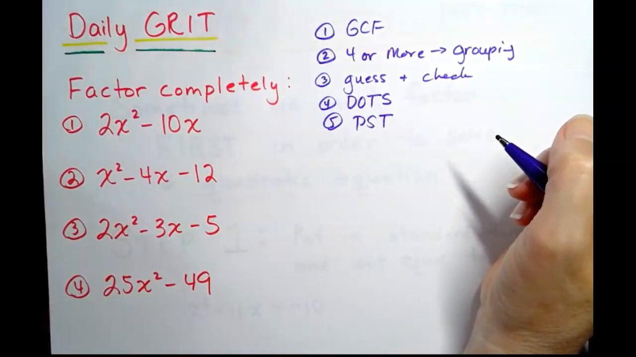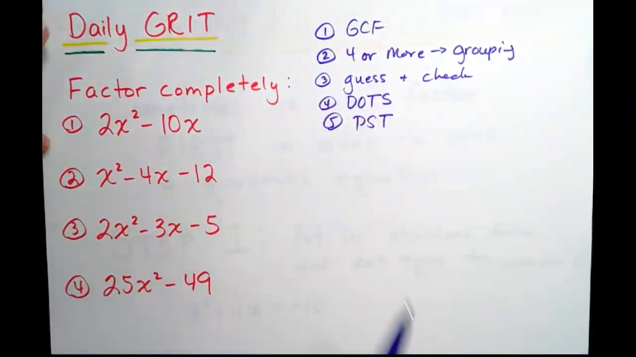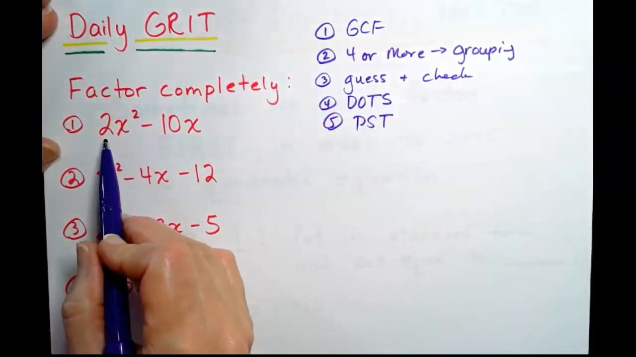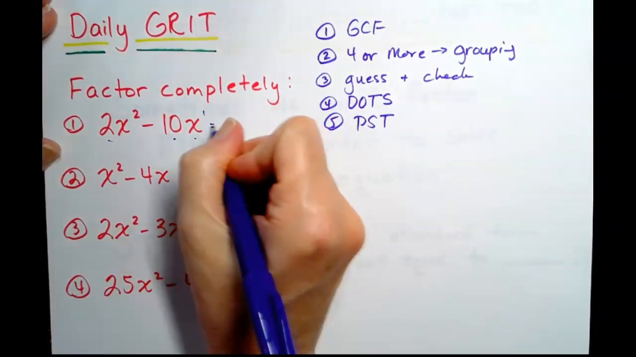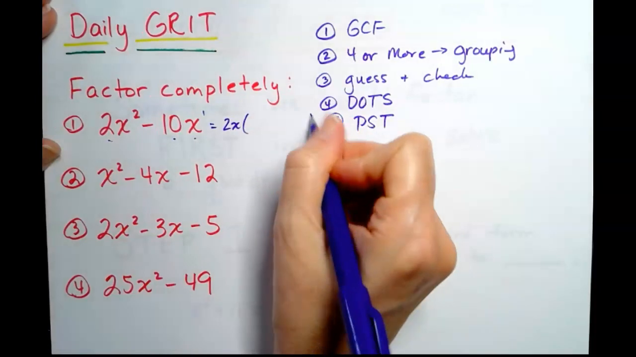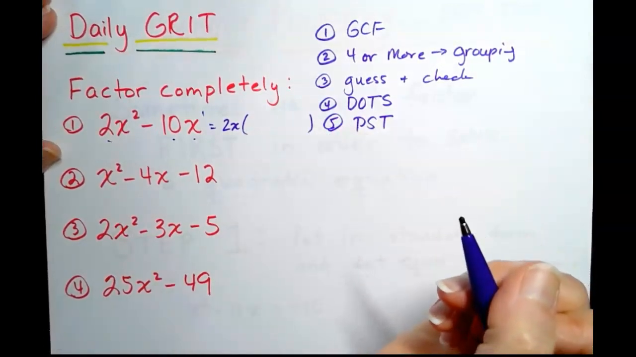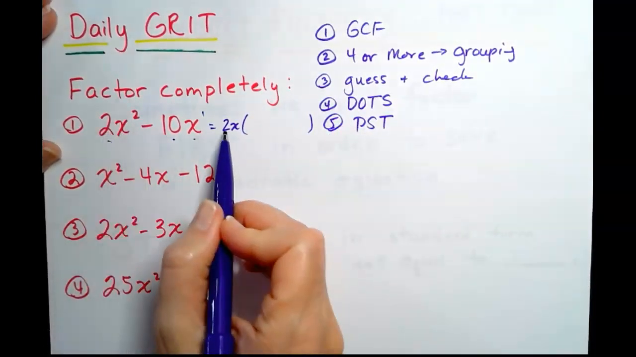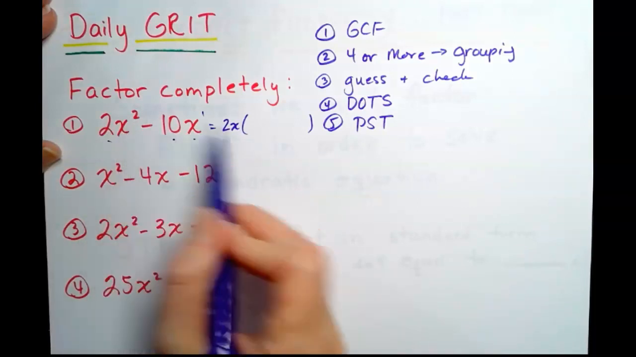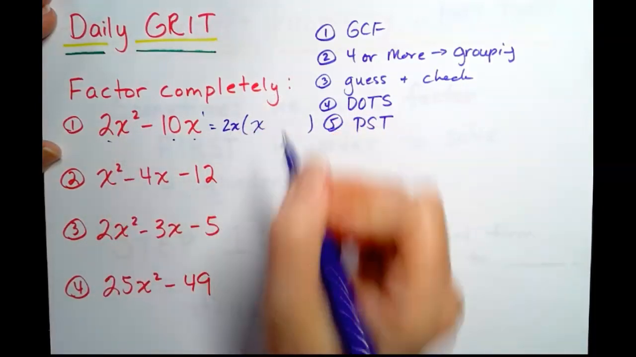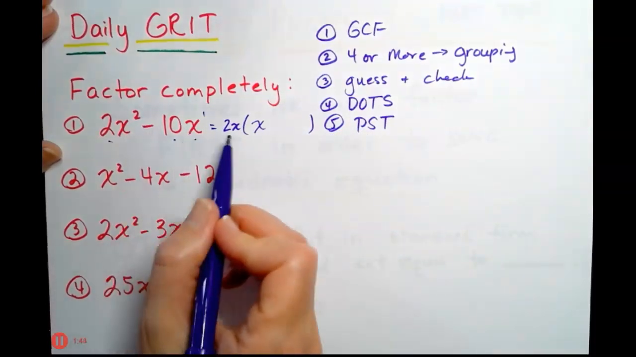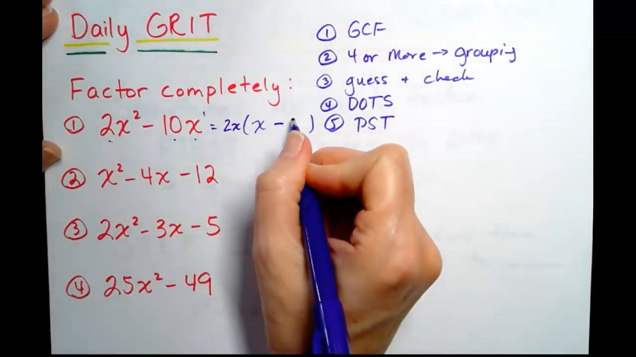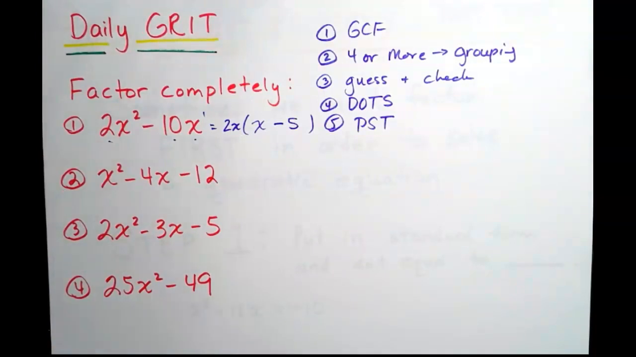So let's see what we've got here in number 1. What I see in number 1 is that we have a greatest common factor of 2 and x to the first. So we can take out 2x, and when we take out 2x, 2 divided by 2 is 1, x squared divided by x is x, 1x is what's left after we divide. Negative 10x divided by 2x is negative 5. We just factored out the greatest common factor.